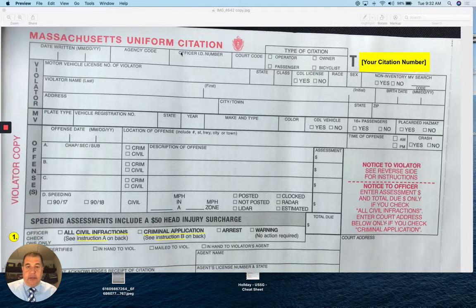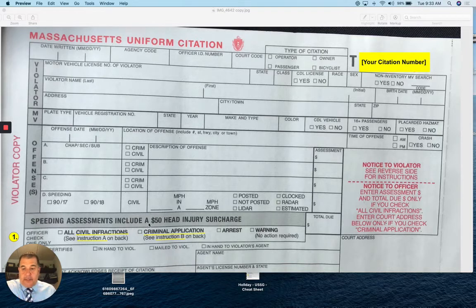Obviously, there's the date up here, the officer ID number, your information here if you get pulled over, the type of car you're driving, make, model, plate, all that stuff. And then down here talks about what you did. The officer will also check off whether it's civil or criminal. Speeding has its own dedicated box because it's so common. And down here, this is really important. We're going to talk about these different types of things and what they mean.